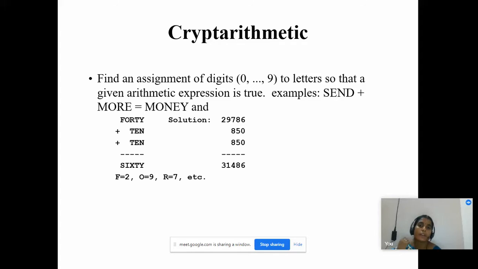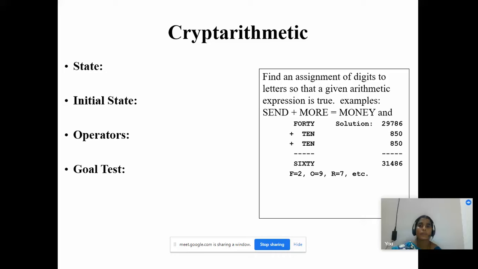For example, if S is 2 and X is 3, I won't repeat the value 3 for E, N or D. If E is 4, then the value 4 will not be repeated for S, N or D. Different digits should be used for different letters, and we have to find the solutions this way. This is purely based on logical thinking, so we have to frame the conditions like that.